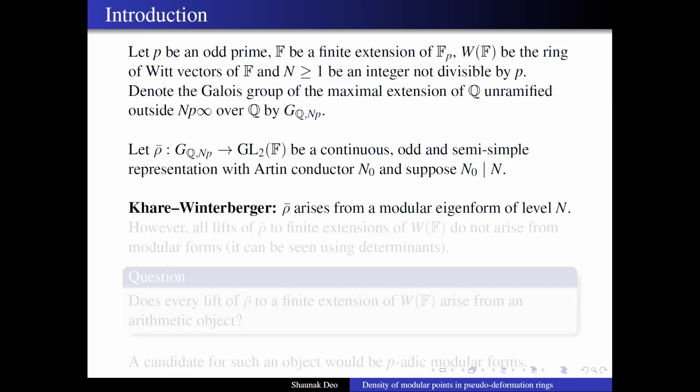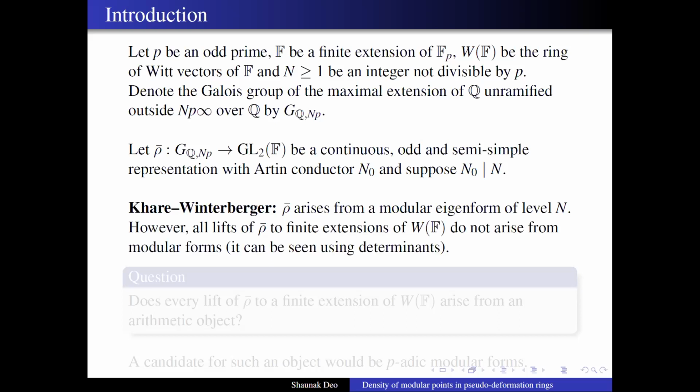So it is natural to ask: if you take all the lifts of rho bar to W(F), or finite extensions of W(F), do they all also arise from modular forms? The answer is no. All lifts do not arise from modular forms, and you can just look at the determinants to see why. When you look at the p-adic Galois representation attached to a modular form, the determinant of that representation is some finite character times an integer power of the p-adic cyclotomic character. But you can always twist by a lift of the trivial character, so that the determinant becomes some finite character times some non-integer p-adic power of the cyclotomic character.